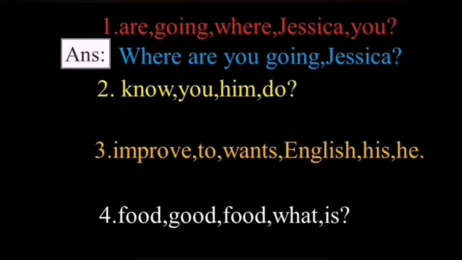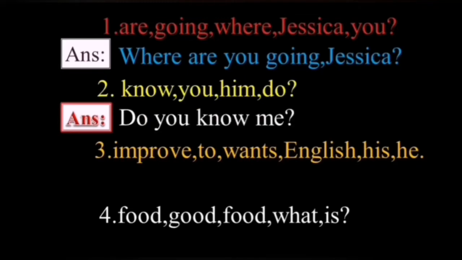Okay, next you can see know, you, him, do. What is going to happen here? Here again at the end you can see a question mark and a helping verb or auxiliary verb. As the helping verb there is do. So if it is a question, we need to bring that do in front. Then, see how it is. Do you know him? Then the subject, then the helping verb, the main verb, then the extension words.